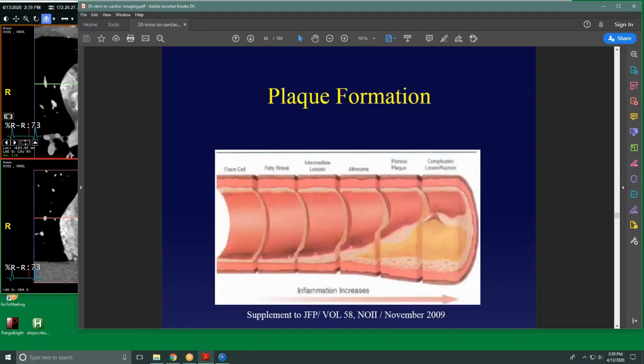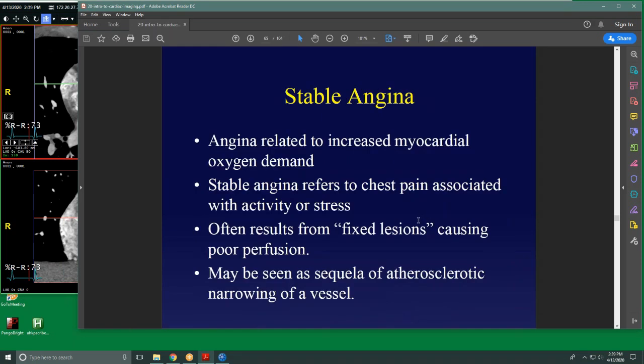Okay, and remember this: these lipids are very thrombogenic. So if this ruptures, this area is prone to acute thrombus formation and acute coronary syndrome. So stable angina is related to increased myocardial oxygen demand for fixed lesions, okay?